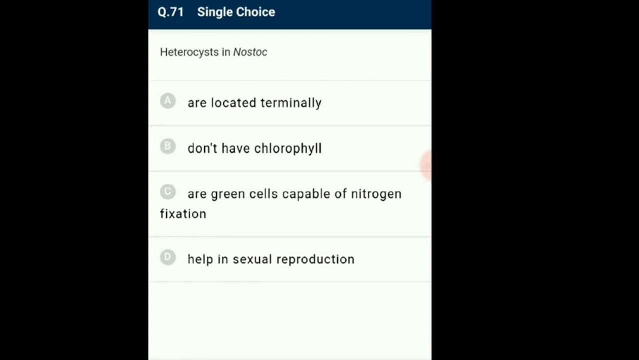So the answer for this question is option B. Heterocysts do not have chlorophyll. So the answer for this question is option B.